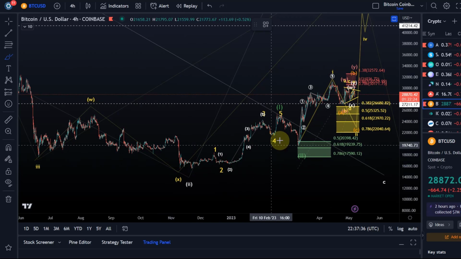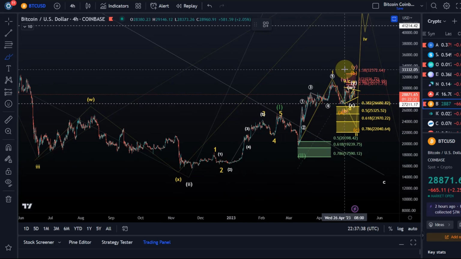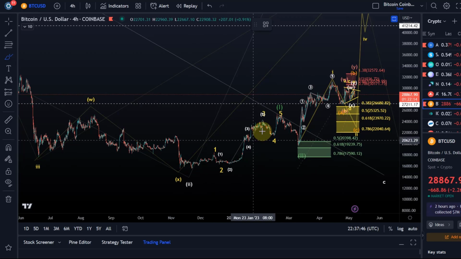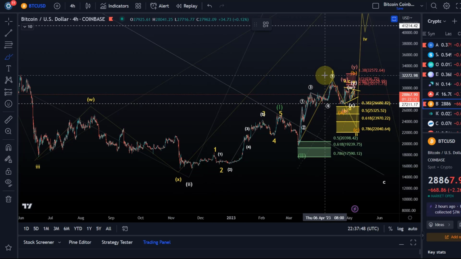This can also be counted as a diagonal. Absolutely, there are different ways. I can't show you all options. It's just, time doesn't allow for it. But this move up can also be a diagonal, which means if it is a diagonal, then it's not going to be an easy game to win here. It's going to be a rocky road.